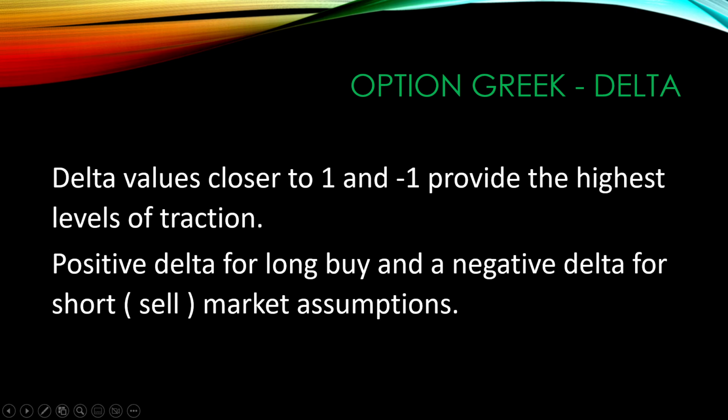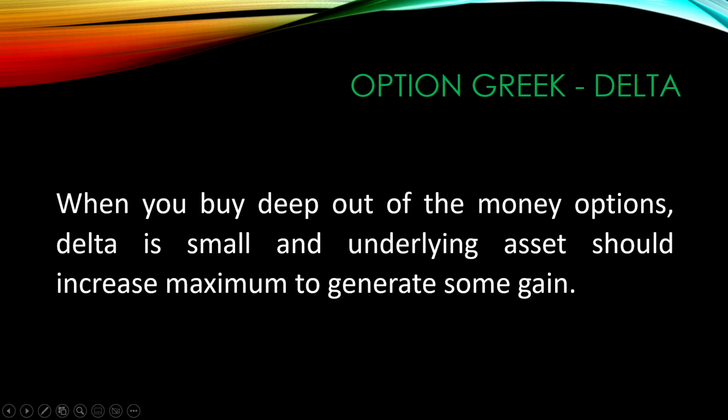Delta values closer to 1 and -1 provide the highest levels of traction. So positive is for call buy and negative is good for put options. Positive delta for long buy and a negative delta for short means selling market assumptions. So giving you another example, when you buy deep out of the money options, delta is small and the underlying asset should increase maximum to generate some profit.